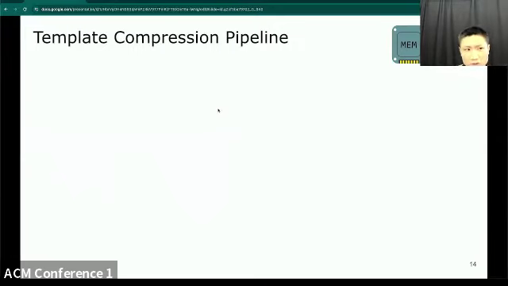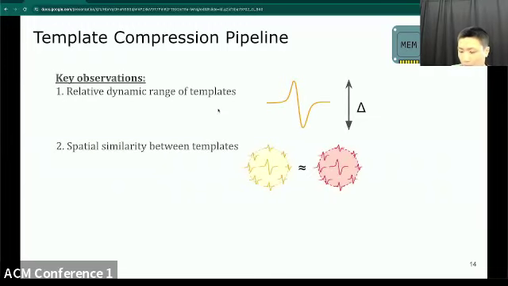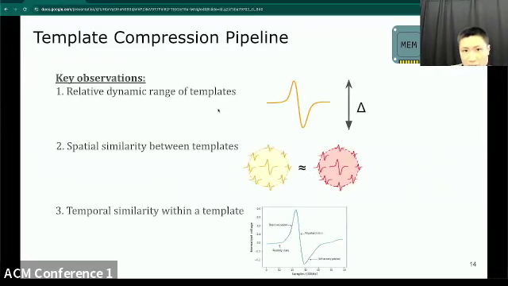I'd like to talk more about the key observations that we took advantage of. The first is that the relative dynamic range of templates is quite limited. And that allows you to use more efficient data formats right off the bat. The second is that template shapes are quite similar between different templates. And so we're able to use clustering to find groups that share similarities and extrapolate. And finally, we exploit the fact that a spike's biophysics are quite predictable. An analogy for this would be to say, if fingerprints are all unique, they all still belong to fingers.